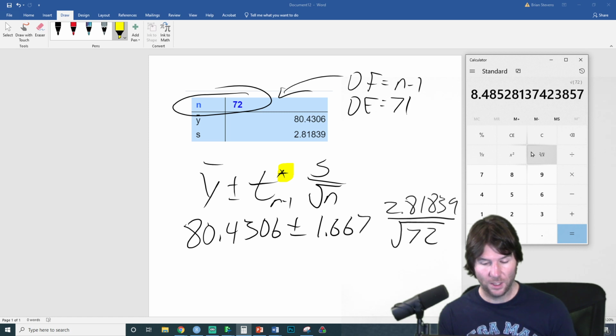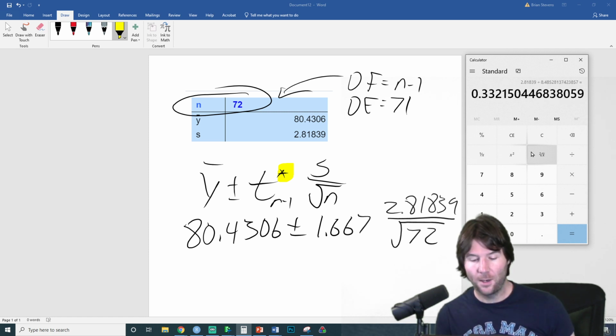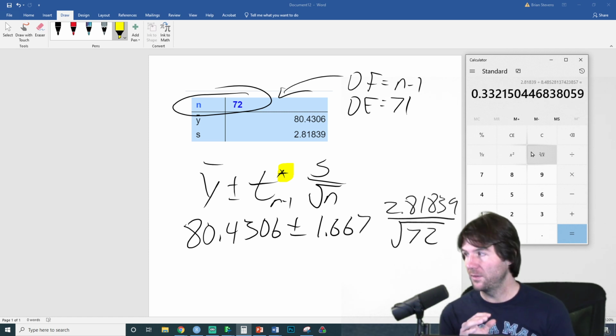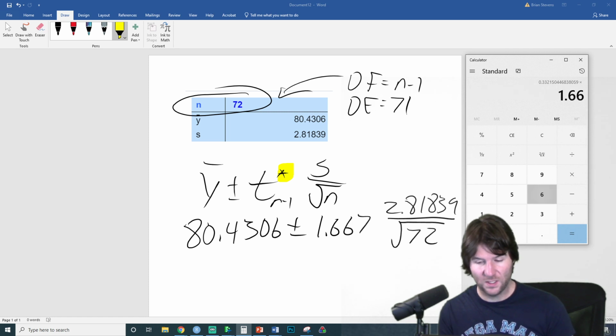I'm just doing the bottom of the equation. Copy that, 2.81839, carry all decimals. Divide that by that. Now that is the standard error. All I've solved is this part right in here. So I've solved this part of the equation. And now I'm going to multiply that by 1.667.